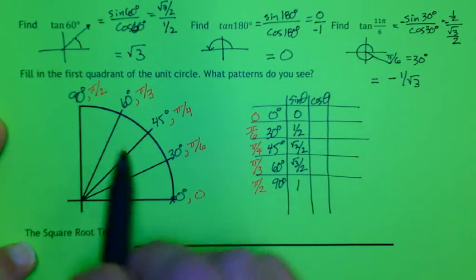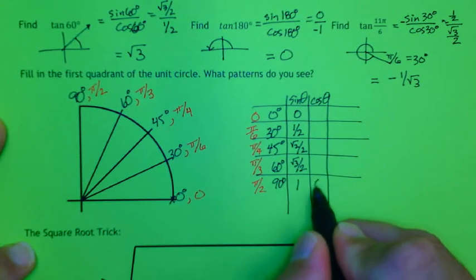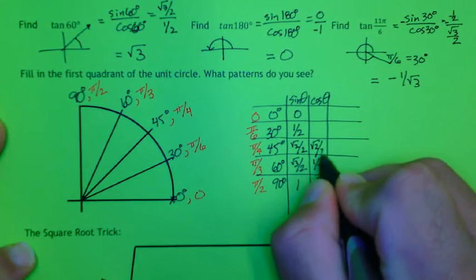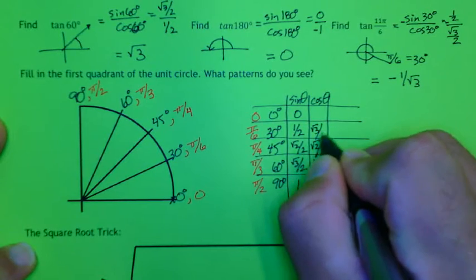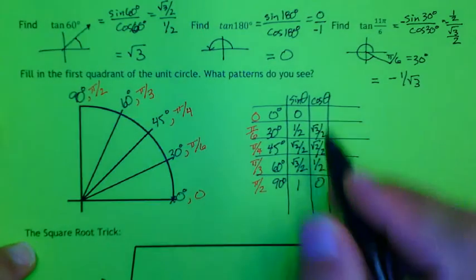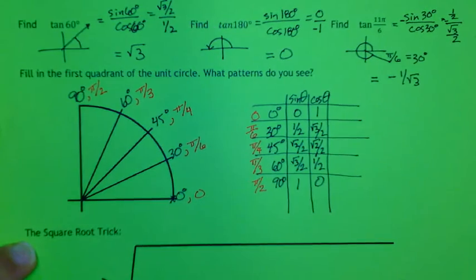Right? At the y-axis, the x value is 0, and then as easy as 1, 2, 3. And then down here on the x-axis at 0 degrees, 0 radians, the cosine is 1.